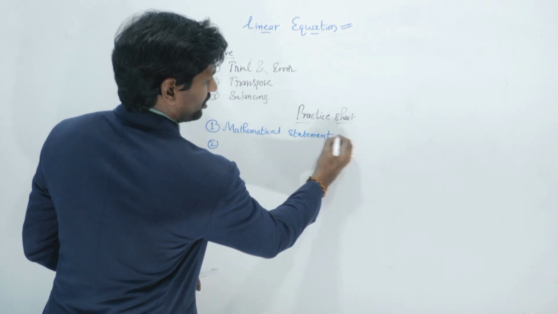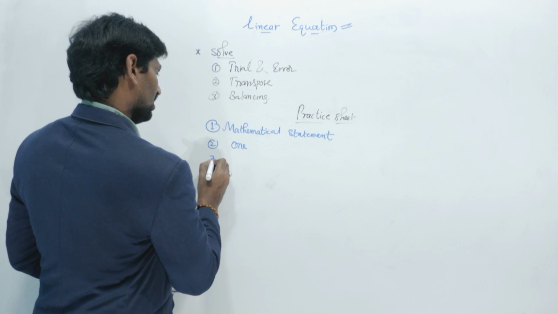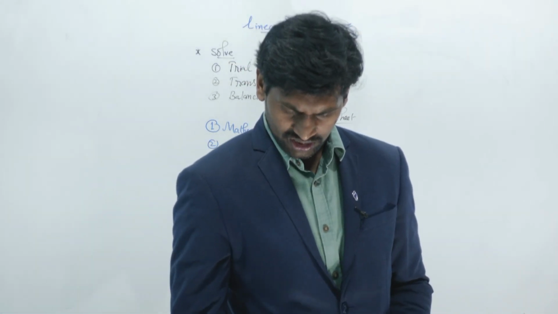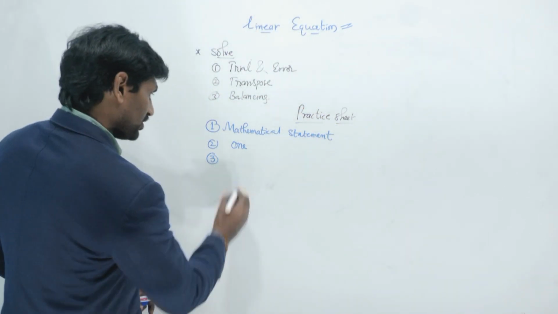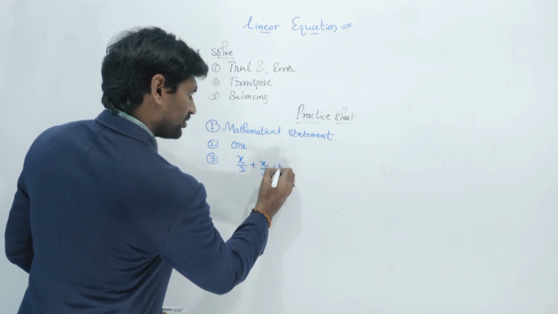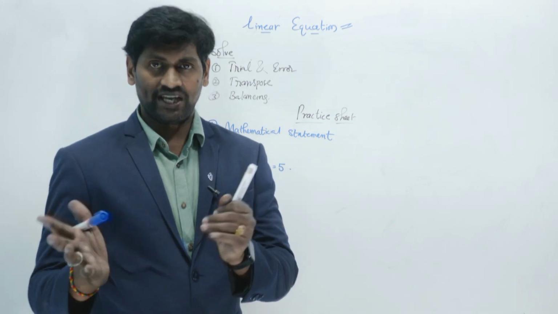How many variables in the simple equation? One variable. Okay. Let us go to the third statement: if x by 2 plus x by 3 equals 5. We need to find the value of x.